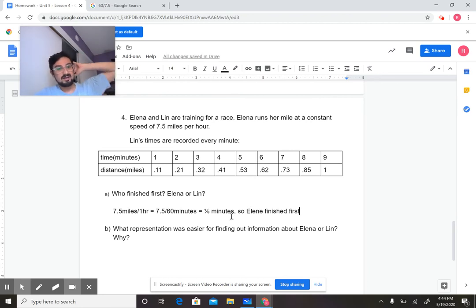And so now, what representation was easier for finding out information about Elena or Lynn? Well, you had to do some calculations for Elena because it's a word problem. And Lynn is just straight up, you can see it right there. It's 1 mile, 9 minutes. So I would say this is definitely an open-ended question. For me, it was easier for the table, which is Lynn's, versus Elena, which is in the word problem. But it's up to you, really. Just make sure you put what was easier for you.